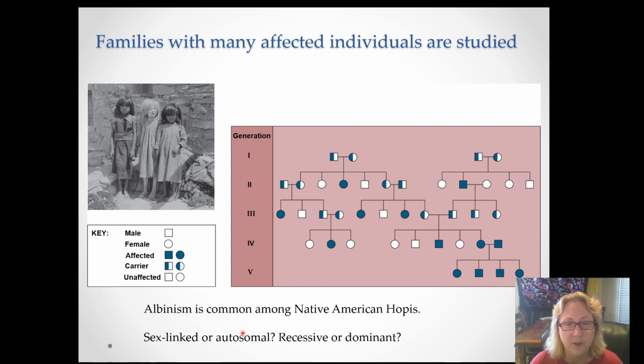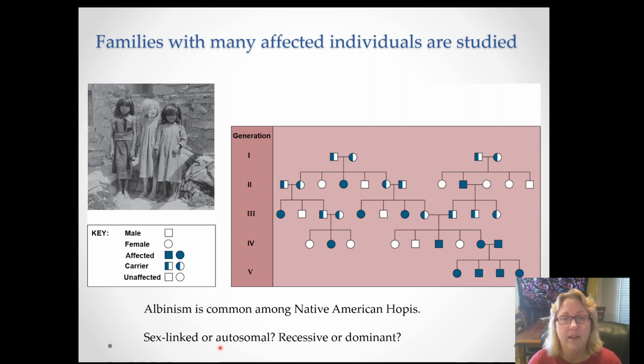Now we haven't started talking about sex-linked traits specifically, but we will in the next section. Mostly what we're talking about when we say a trait is sex-linked is that it's a gene on the X chromosome, and we'll talk about why that is. If it was a recessive genetic disorder that was a sex-linked trait, we would mostly see it in boys. And in this family tree, we see quite a few affected girls.